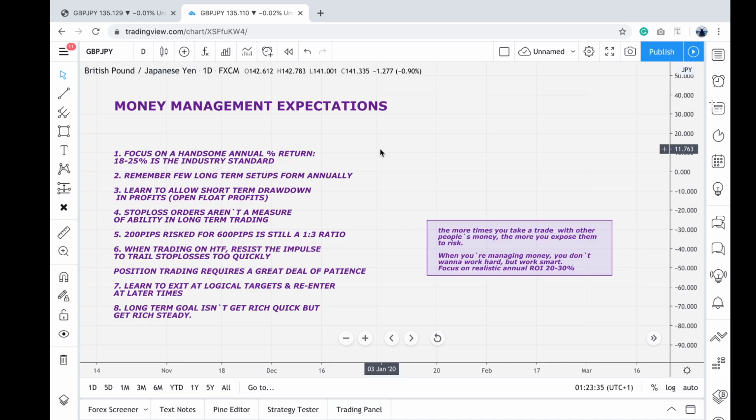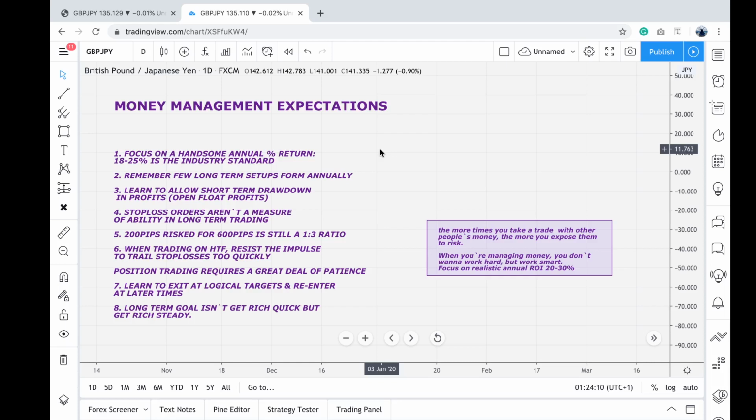All right. So, of course, position trading requires a great deal of patience. Okay. And number 7, learn to exit at logical targets and re-enter at later times. So before you take a trade, you need to have a plan of exit. When the market does this, I will collapse the trade, or when I see this happen, I will close the trade at this point, or should the market get to this zone, I'm going to take off some profits. So before you take any trade on the fund account, have a plan of action.